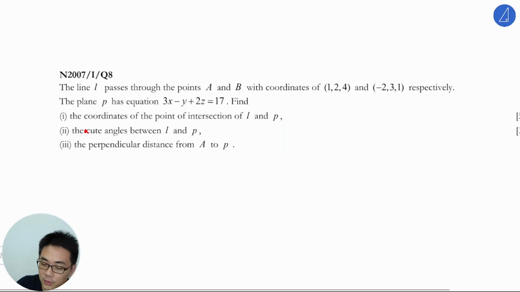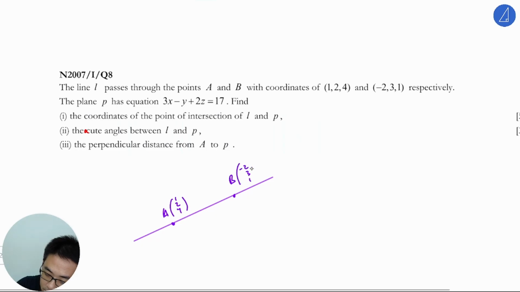The line L passes through A and B. So you have this line L here. Draw it out. Don't just think that you don't need to draw. So this is A (1, 2, 4), and this is B, which is (-2, 3, 1). Okay, this is line LAB. This is what you do.